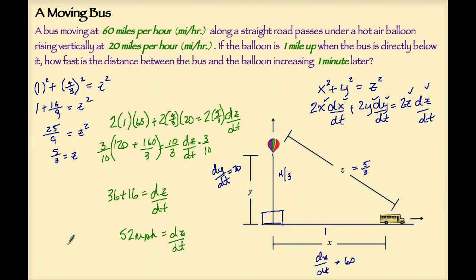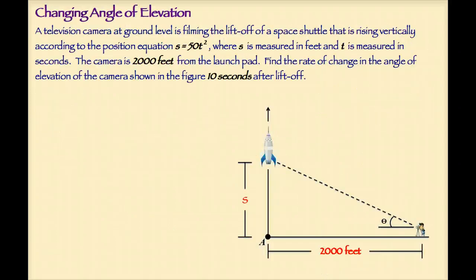All right, and that's the solution to the moving bus problem. In our second example, we're going to discuss a changing angle of elevation.